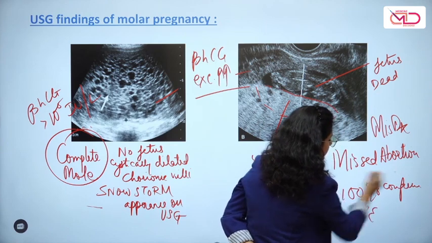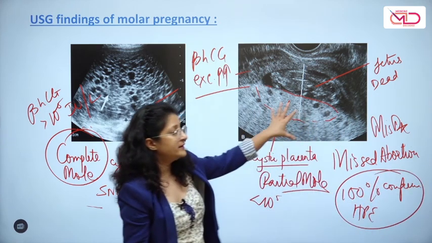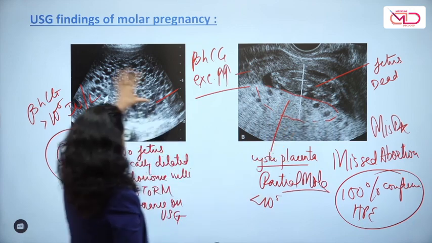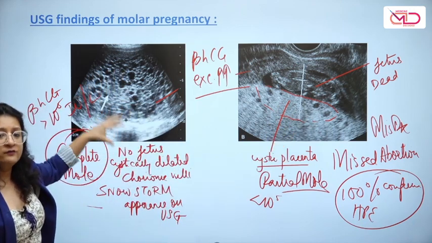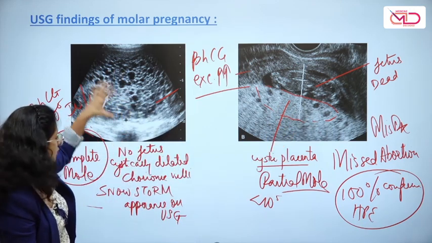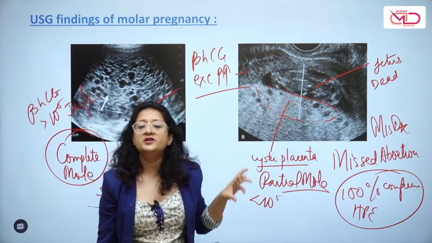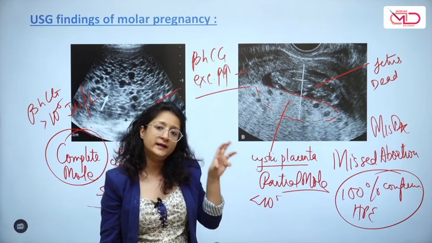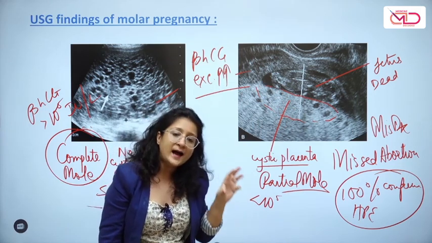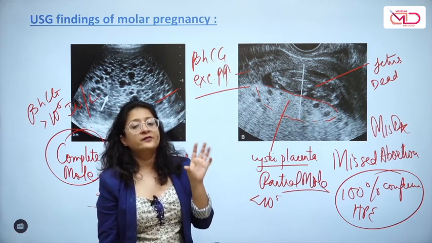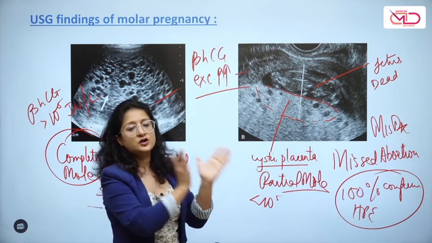Right? So we will need to evacuate these contents, be it a snowstorm appearance. We need to evacuate the uterus of these contents and subject them to a histopathological evaluation, and that will give you confirmation whether it is a partial mole or not.